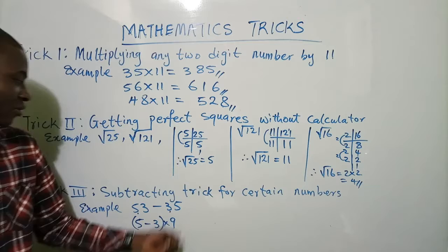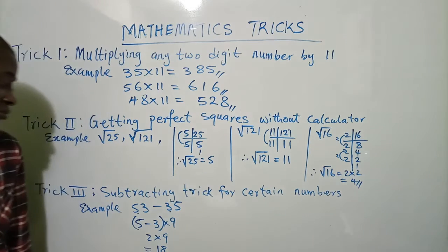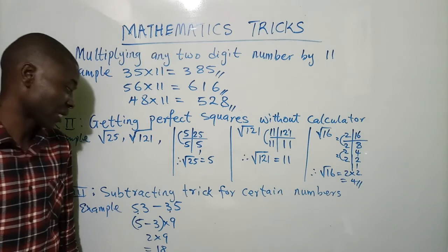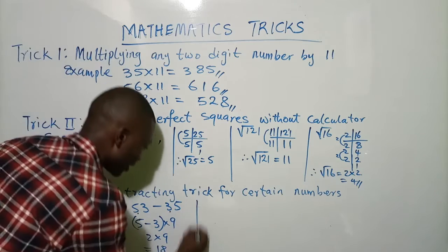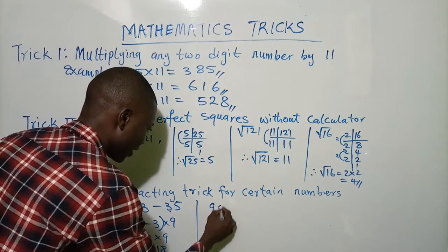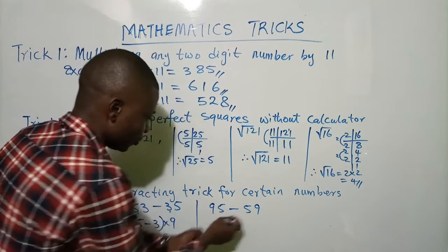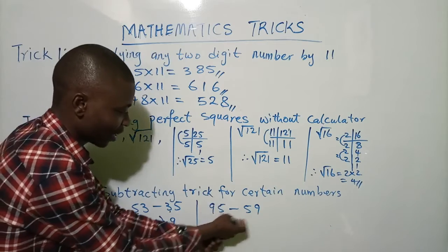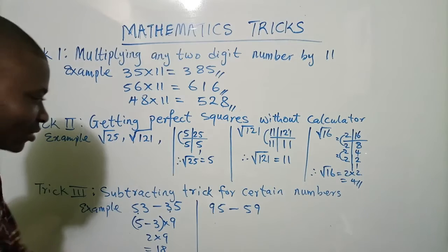So 53 minus 35 will give us 18. It's as simple as that. Let's take another number again. For instance, you have something like, let's say, 95 minus 59. Look, it's like a reversal. 95, 59. You know, when you see numbers like this, don't waste your time.